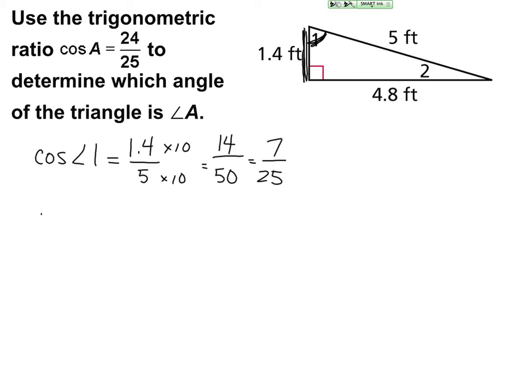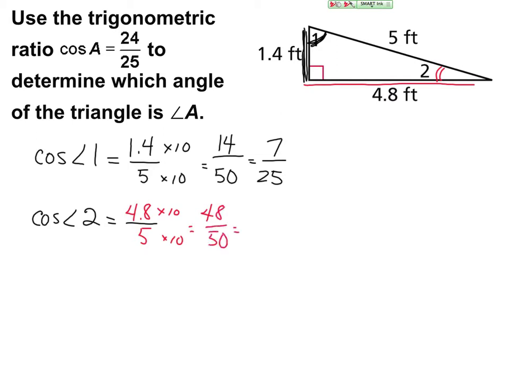Let's verify to make sure. Cosine of angle 2, if we're at angle 2 this time, which leg is the adjacent? I'm kind of looking at you guys that were gone to see. Yep, 4.8 is the adjacent, and then the hypotenuse is the 5. So 4.8 over 5, again, we can get the decimal out of there. 48 over 50, divide by 2. That's the cosine that we wanted, 24 25ths. So which angle is angle A? Angle 2 is angle A.